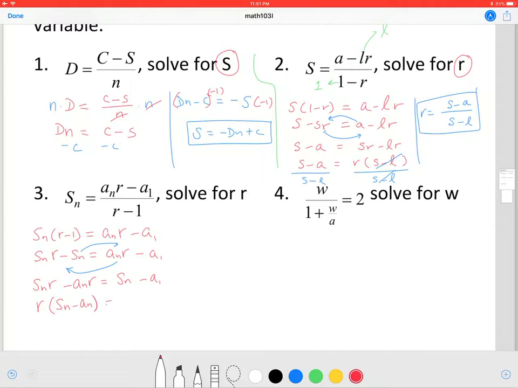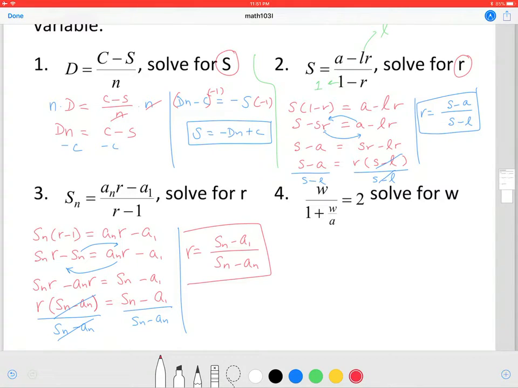All right, that is Sn minus a1, and divide both sides by Sn minus an. Then this will cancel out, and I'm almost done. Let's write r is equal to Sn minus a1 over Sn minus an, and that's it. And like before, do not cancel out the Sn. Okay, number 4.